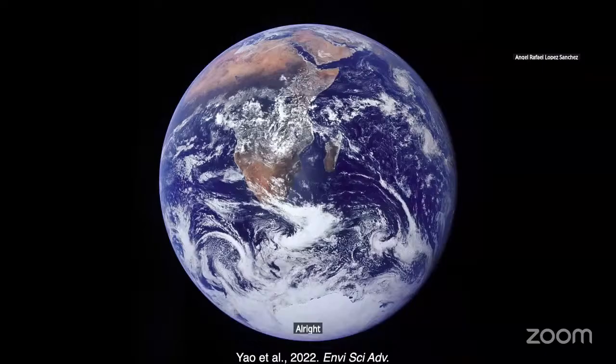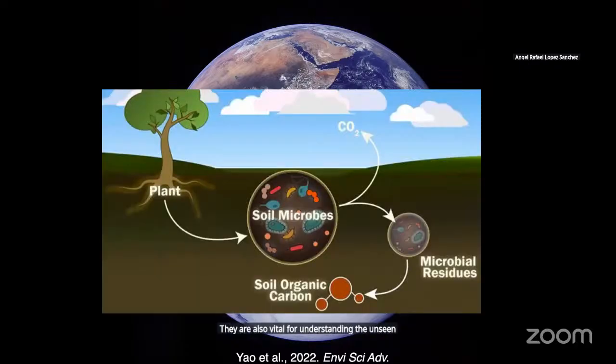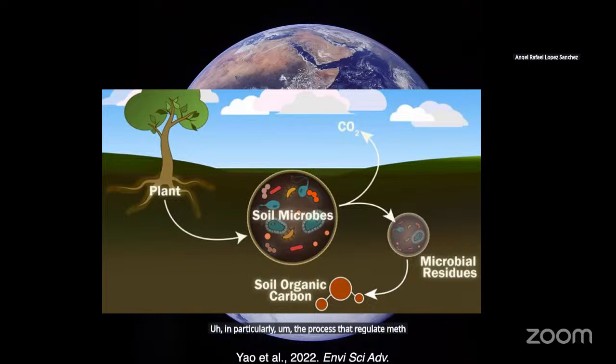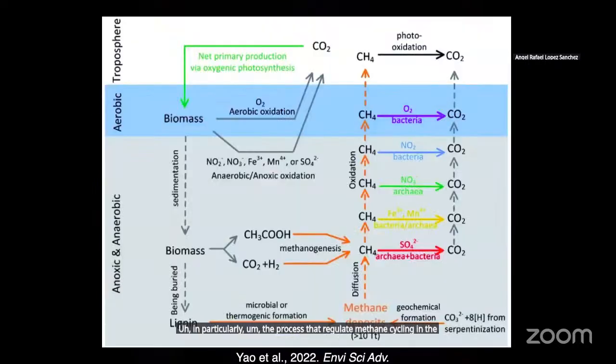All right, so from Mars, we're going back to Earth. And I want to say that biosignatures are not only for astrobiology or for studying life on other planets. They are also vital for understanding the unseen microbial life that controls our planet. In particular, the process that regulates methane cycling in the ocean seafloor. We can see an image here.